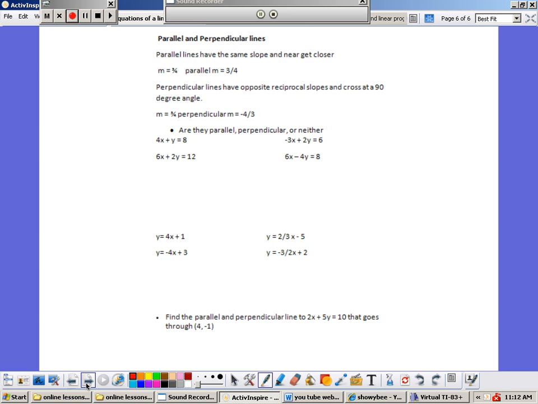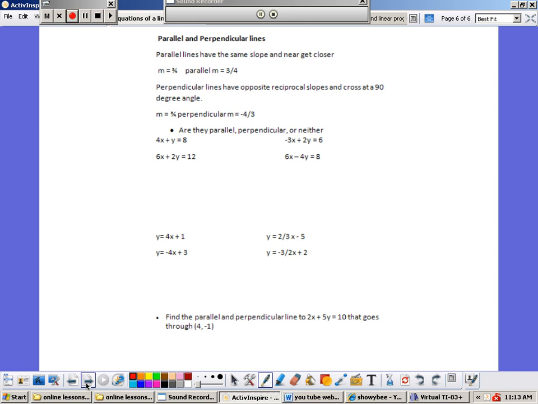They have opposite reciprocal slopes, meaning that if my line is perpendicular to your line and my line is positive, your line is negative. That's your opposite. If mine is 3/4, yours is 4/3. So mine is positive 3/4, yours is negative 4/3. Anything that is not the same slope or not opposite reciprocals are intersecting lines, but they're not perpendicular lines.